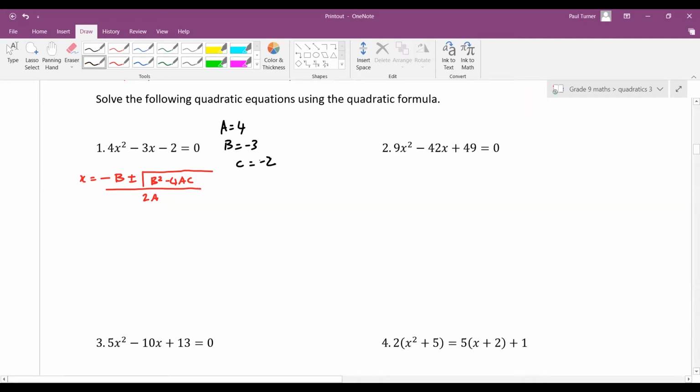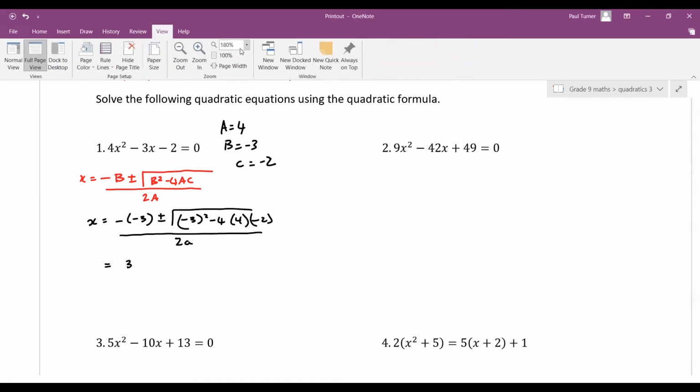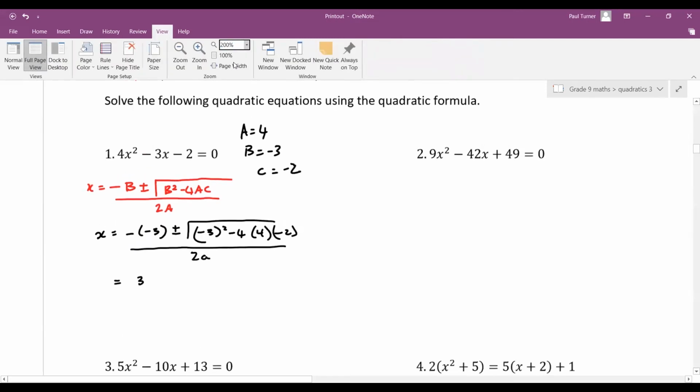Okay, so just put your numbers in. X equals minus B, minus -3, plus or minus the square root of B squared, minus 3 squared, minus 4, A is 4, C is -2, all on 2A. So you can get 3. Make it bigger again.